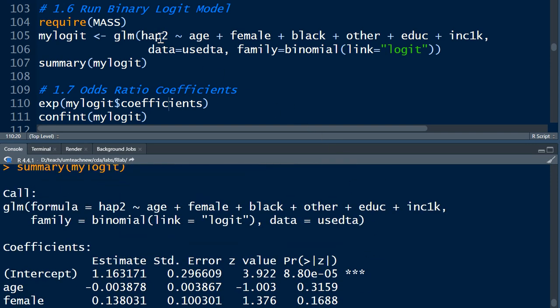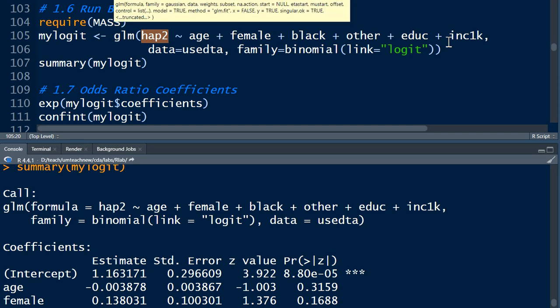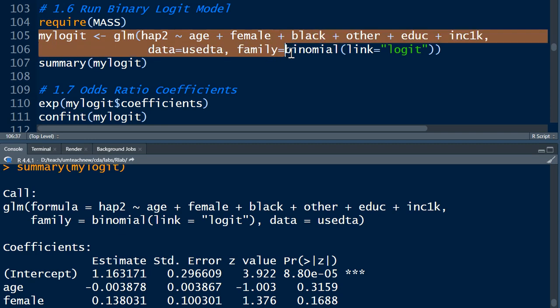Here we use a different model, so the response variable is happiness, with happiness coded as 1 and unhappiness coded as 0. So a positive coefficient here... I already ran the model. I use the glm command with the family binomial and logit link to run this model. The covariates include age, female, black, other, education, and income, measured in $1,000.